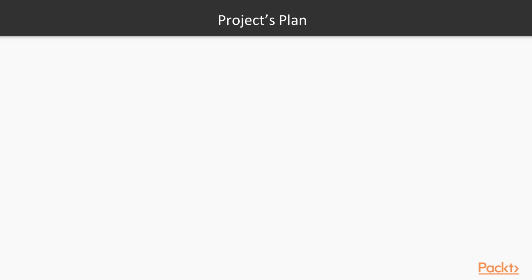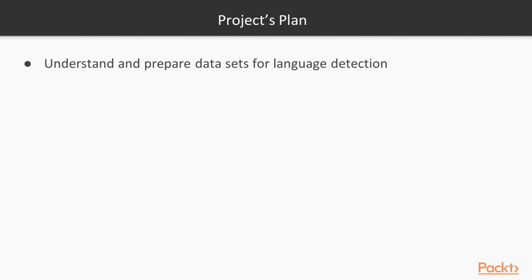So let's have a look at our project's plan. The first step is that we need to understand and prepare our dataset for language detection. We need to have a look at it and see what's inside of it and how we need to prepare it so we can train our models and also test them.